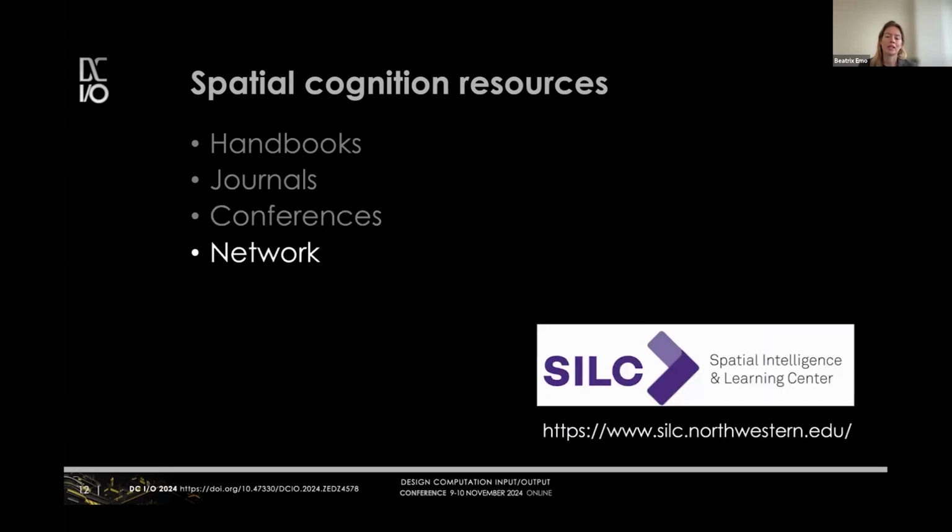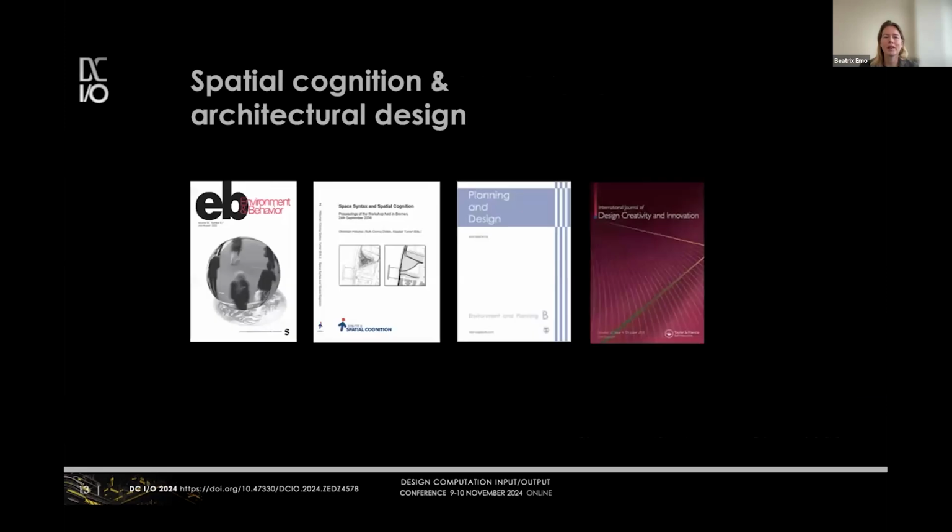And I really like this network. It's a website. It groups together resources. It brings together people. Many of these spatial tests that researchers use in their work are available there. Also, how to score tests like the Santa Barbara Sense of Direction test, they're all there. So I think this is a really helpful resource.